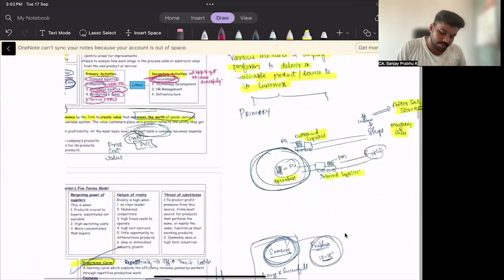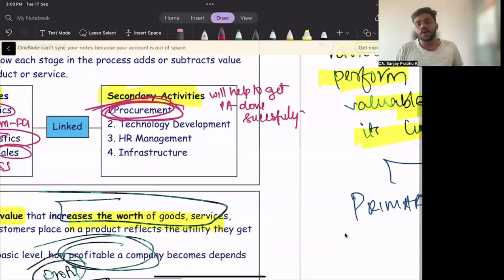That is called procurement. Then technology, obviously. In order to convert the raw materials into finished goods, in order to make the sales, we need technology. Technology is a very, very important thing, right? Then HR management. We need to recruit good staff, we need to give the proper salary, compensation, training, etc. HR management is also very important.